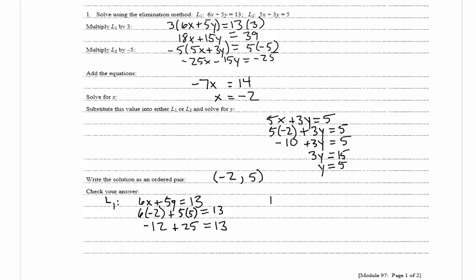And now we're going to check it in L2 as well. So for L2, we have 5x plus 3y is equal to 5. And now I'm going to plug negative 2, 5 in. So 5 times negative 2 plus 3 times 5 is equal to 5. 5 times negative 2 is negative 10. And 3 times 5 is 15. And negative 10 plus 15 does equal 5. So the ordered pair negative 2, 5 is the solution to the system of equations.